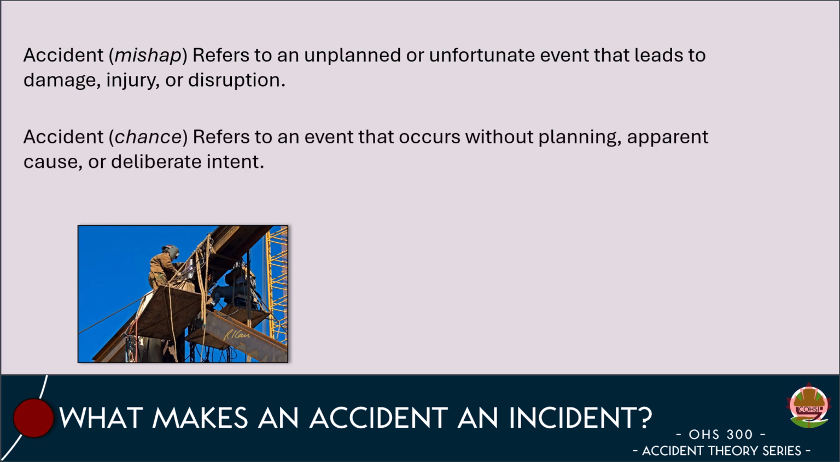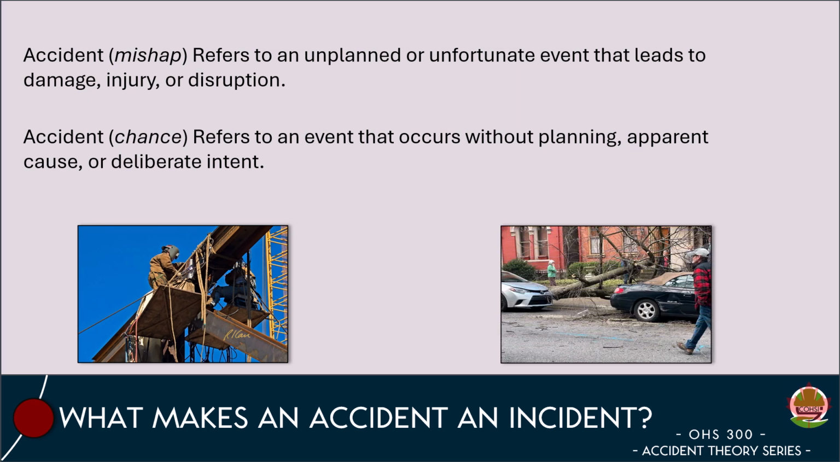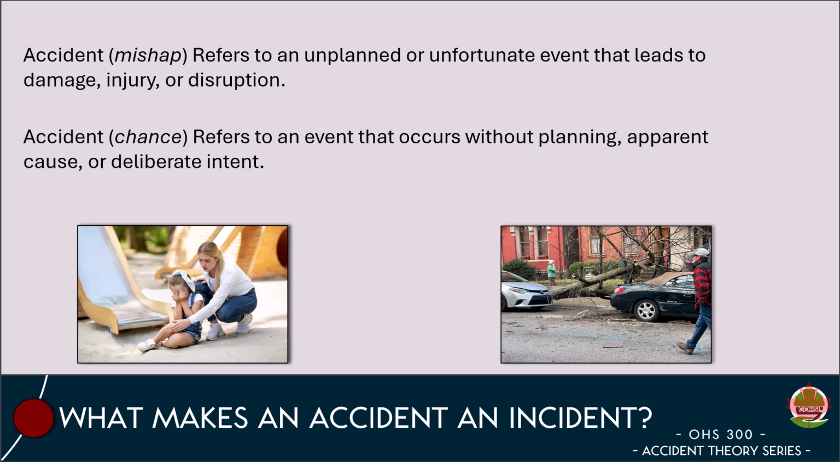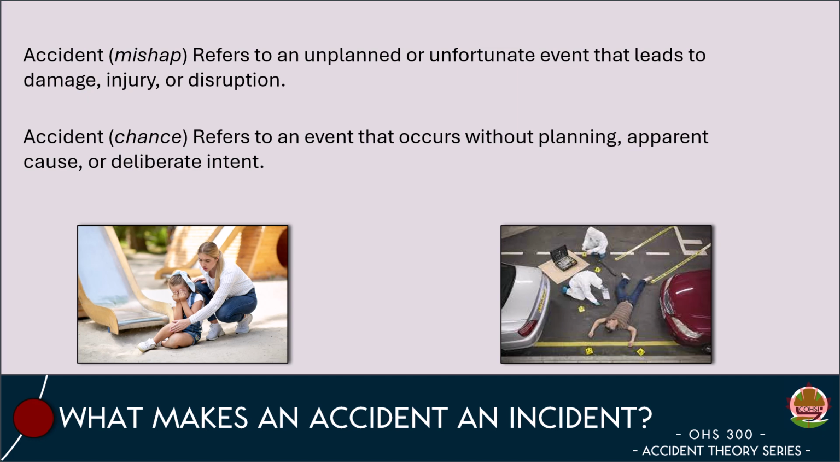Accident, chance. This refers to an event that occurs without planning, apparent cause, or deliberate intent. For instance, while walking through a park, someone might unexpectedly encounter a strong gust of wind that knocks over a large tree branch, which narrowly misses nearby pedestrians. This event happened by chance, with no intentional action or clear cause, leading to the branch falling at that exact moment. In the context of a workplace incident or a playground injury, the term accident is used in the sense of a mishap. On the other hand, in a legal setting, a death that is not classified as homicide or suicide might be labeled as an accident, emphasizing the element of chance.